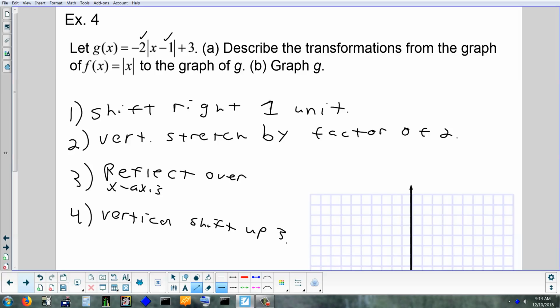So those are your four transformations. All right, we'll take a little bit more of a look at that tomorrow when we go over the homework.